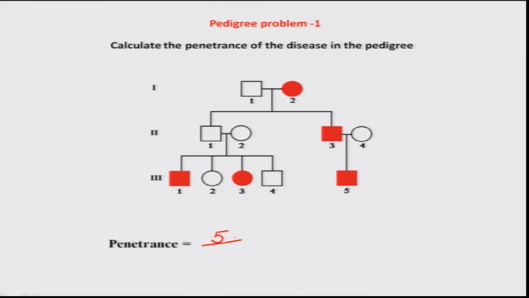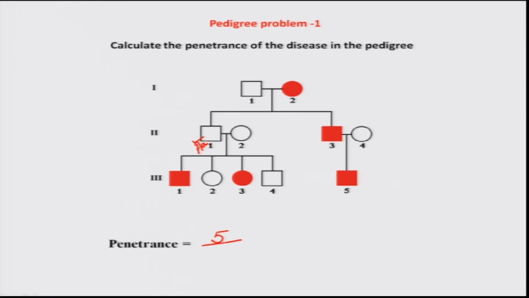Now we have to look into the genotype. If you see this pedigree in the 3rd generation, individuals 1 and 3 have the disease, however neither of the parents has the disease. So it seems that individual 2, 1, that is this individual, should be carrying the genotype for the disease, however he is not manifesting the disease phenotypically. So the genotype for this person should be Aa, as one of his parents, 1 and 2, has the disease.